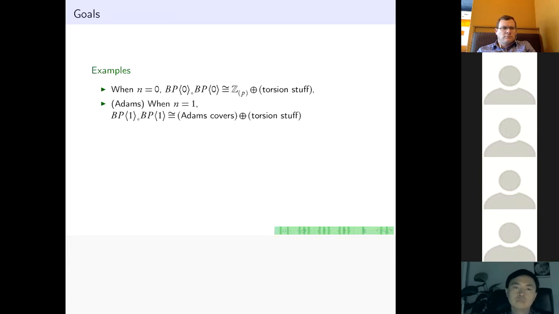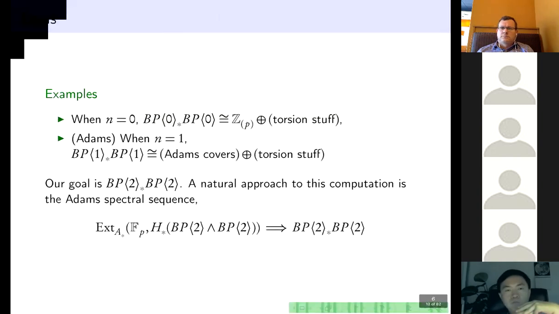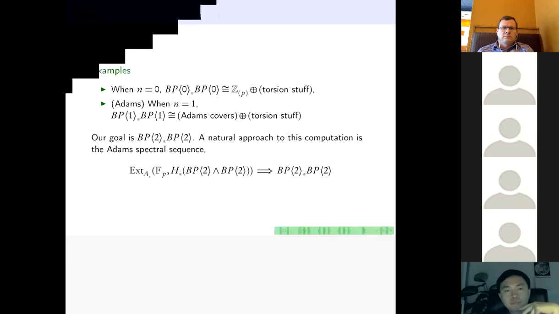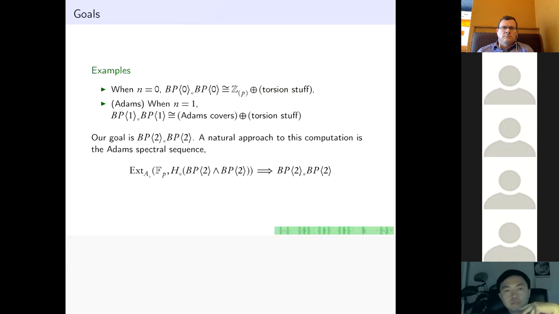When n is equal to 1, you could also try to compute BP⟨1⟩ cooperations, and that was done by Adams in the later chapters of the Blue Book. There he shows that you also have a splitting of BP⟨1⟩ cooperations into some nice pieces called Adams covers, which I'll cover later. Also in his case, he gets a bunch of torsion stuff in Adams filtration 0. So in both of these examples, a natural approach is to use the Adams spectral sequence, and that's the approach we'll also use.